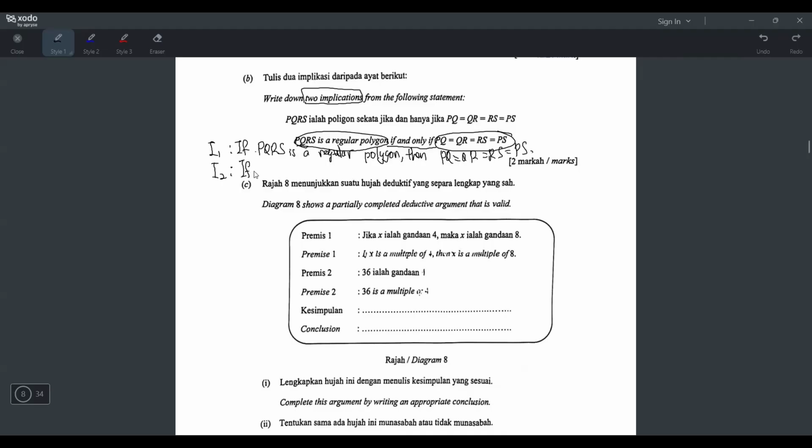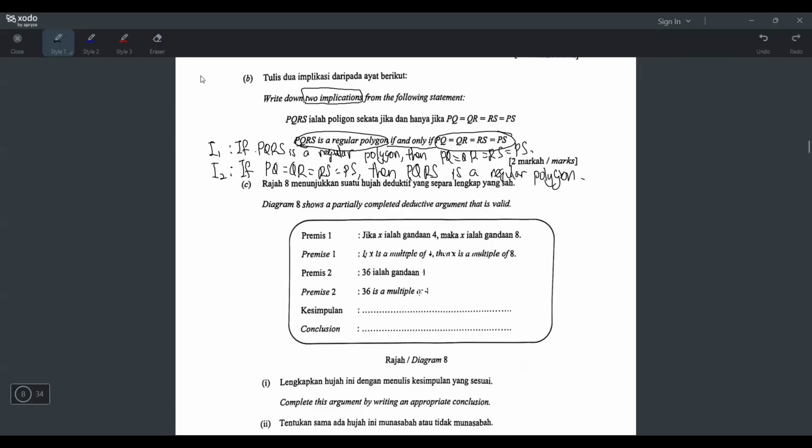What's implication 2? If belakang then depan. So if PQ equals QR equals RS equals PS, comma, then you write whatever is in front here: PQRS is a regular polygon, right? So that's all. Sudah 2 markah, you get it free. It's like 3 marks.